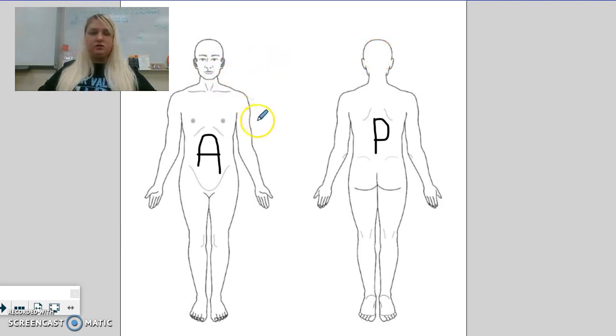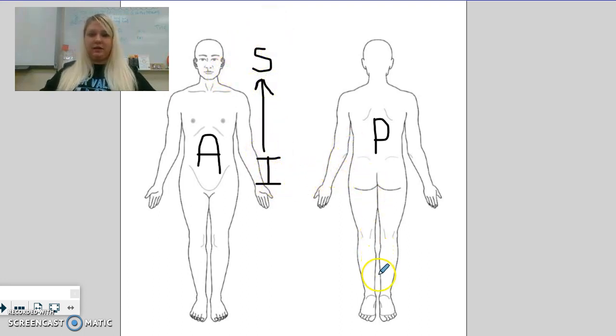Next, we're going to talk about superior and inferior. So anything that is above is going to be superior. And once again, I'm just going to write an S that signifies superior. Anything below another body part is going to be inferior. Okay? So let's use the nose again as an example. We would say that the nose is superior to the mouth because the nose is above the mouth. So that's what we mean by that. So superior means above, inferior means below.